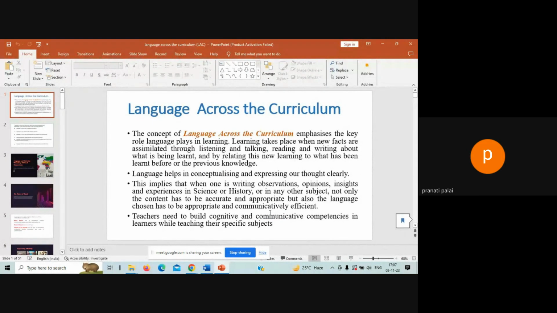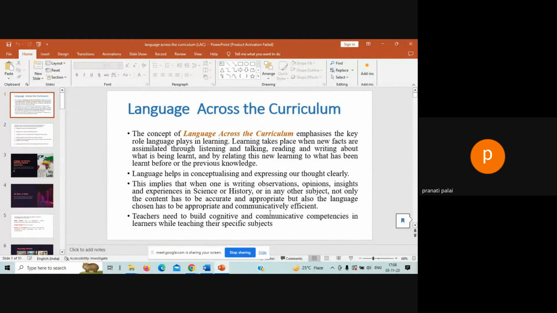Okay. Today we'll discuss the topic language across the curriculum. That is your BES-124. Today we'll discuss Block 1. In Block 1, we have 4 units. Unit number 1, language and society. Number 2, language and learning. Number 3, understanding language across the curriculum. And number 4, classroom as a space for discourse.